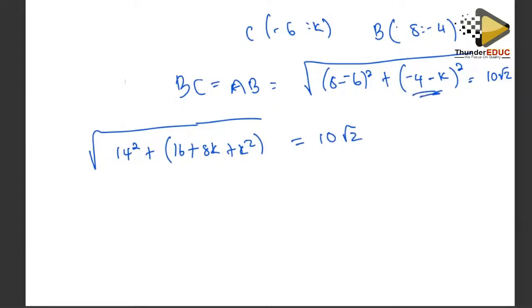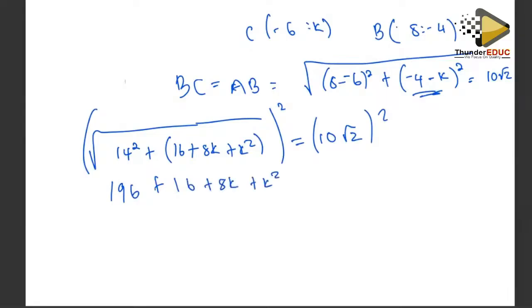Okay, I'm just opening this square bracket. Then I need to square both sides to get rid of the root sign. So 14 squared is going to be 196 plus 16 plus 8K plus K squared must give me 100 times 2, which is 200. Let's move everything to one side so that we have K squared plus 8K.